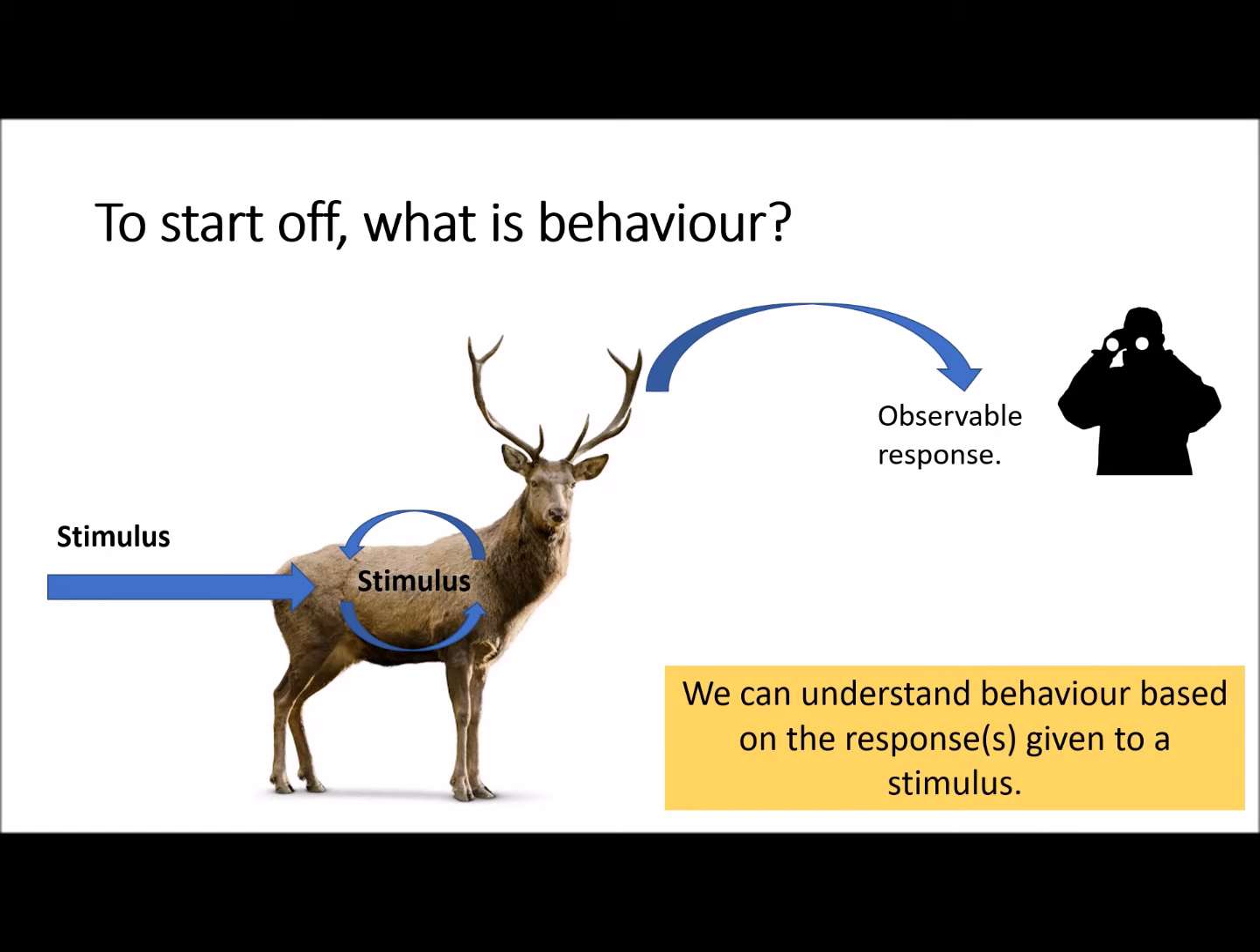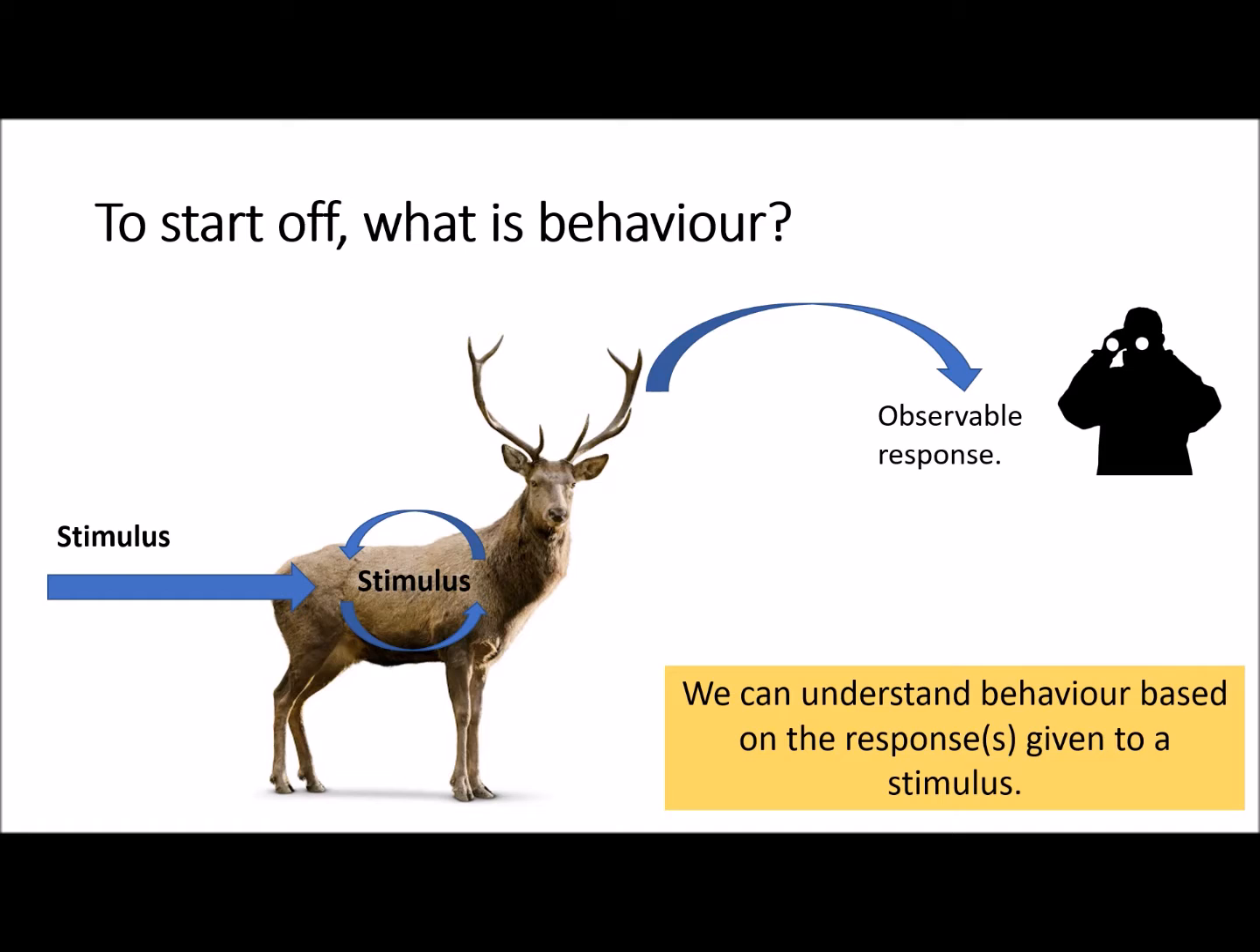To start off, it's always important to remember what behaviour actually is. Behaviour is the observable response that an individual gives to a stimulus, and that stimulus can come from the internal or external environment. So we understand behaviour based on the actions that we see the animal performing, and we determine the cause of those actions based on the environment around the animal as well as its internal physiological state, again based on what we can see.